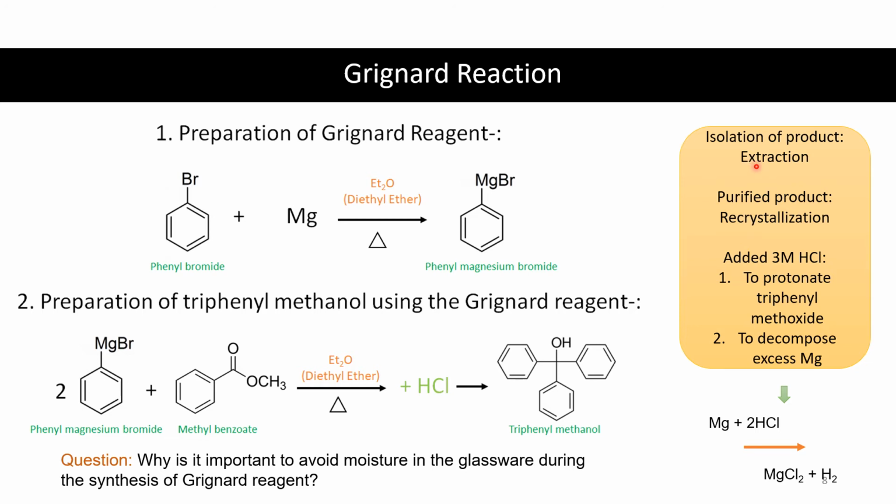So again, we used extraction as the isolation technique, and we purified the product by recrystallization, and we used 3 molar HCl in this lab as well. And the main reasons were to protonate the triphenylmethoxide into triphenylmethanol and to decompose any leftover magnesium. And an indirect purpose was to give some aqueous phase to the reaction mixture, so we would be able to do extraction.